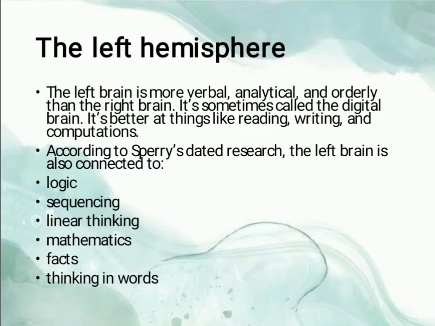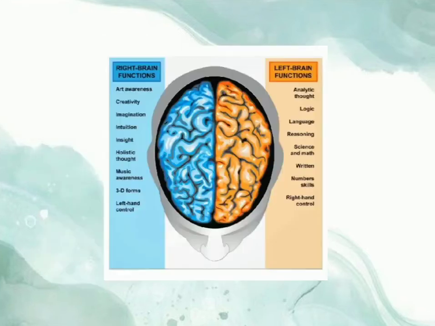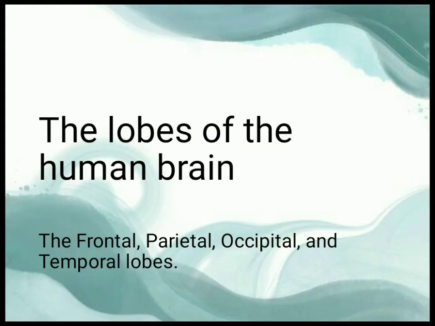And according to various dated research, the left brain is also connected to logic, sequencing, linear thinking, mathematics, facts, and thinking in words. Compared to the right brain, the left brain is more analytical. So this is a visual representation of the right and the left hemispheres of the brain and their functions.